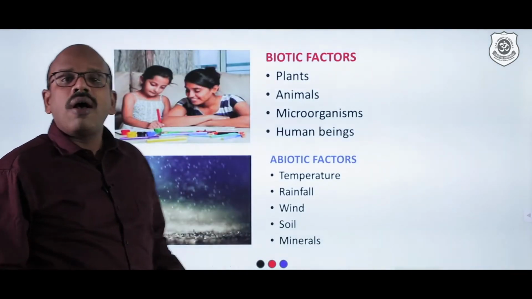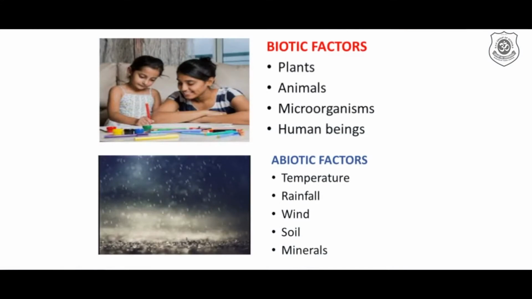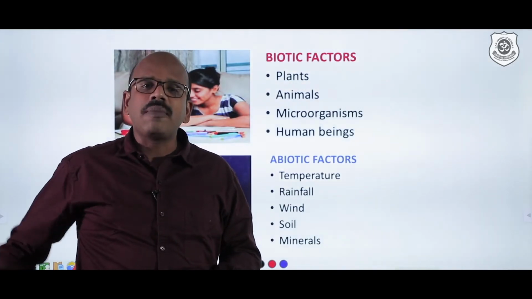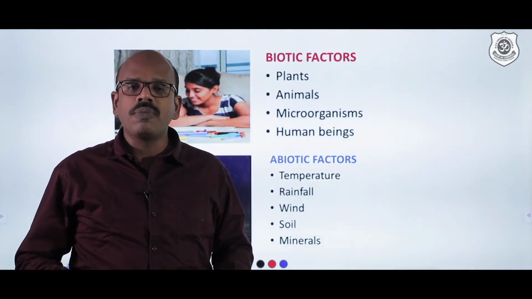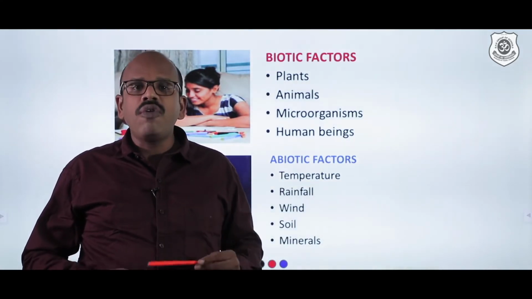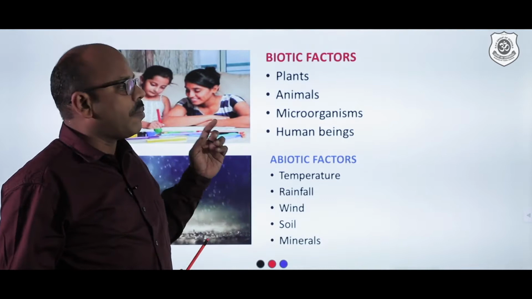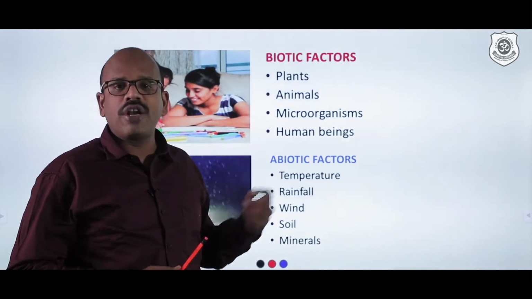Now, let us see what the components of the environment are. The components of the environment are biotic factors and abiotic factors. Now, I would like to introduce another terminology called ecosystem. What do you mean by ecosystem? The word ecosystem comes from the Greek word oikos, which means home. This earth itself is a home for all the living organisms living on it. So we are going to learn about this environment, that is the ecosystem. The ecosystem, like the environment, has two factors: biotic factors and abiotic factors.